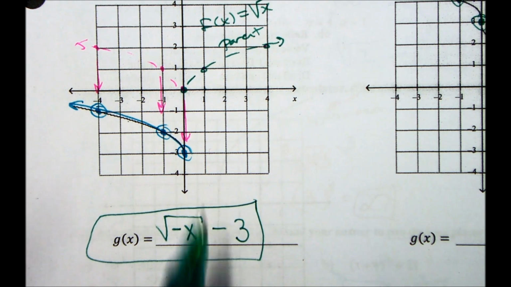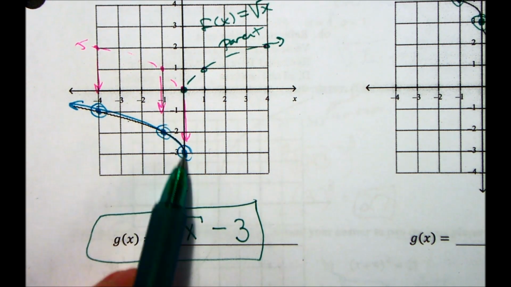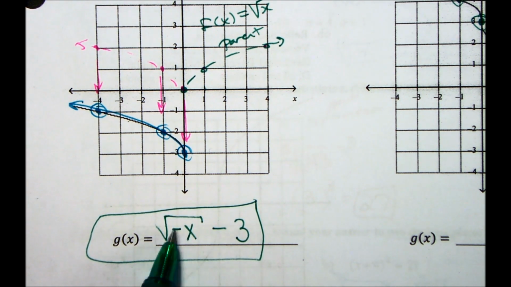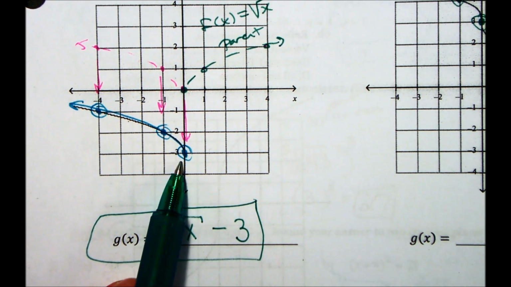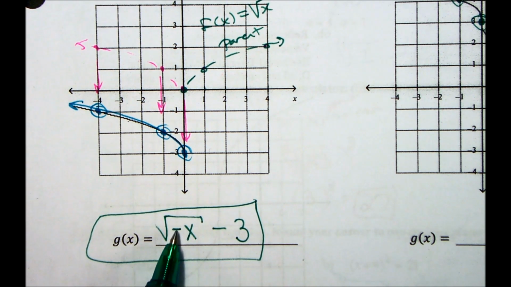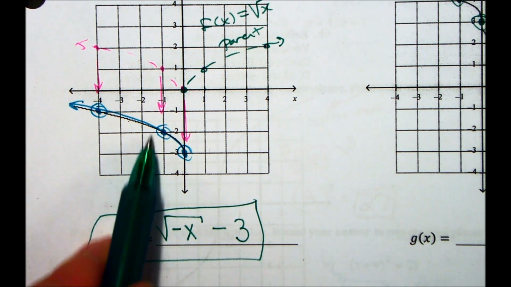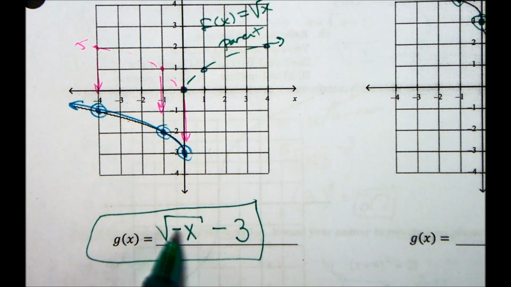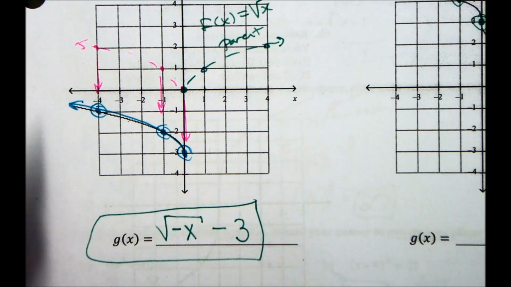And then again, if you wanted to, you could try plugging in the x values. So if I plugged in this coordinate, this point has an x value of 0. If I put 0 in here, negative 0 is still 0. The square root of 0 is still 0. Minus 3 is negative 3. So that would give me that point. This point has an x coordinate of negative 2. So if I took a negative 1, if I took a negative 1, that would become positive 1, which the square root of it is 1 again.